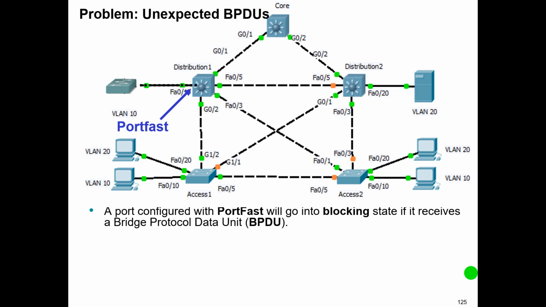Alright, so an unexpected BPDU. Enabling port fast can create a security risk in the switch network. A port configured with port fast will go into blocking state if it receives a BPDU. An unauthorized device can send a BPDU into the port fast interface and then transition that port to blocking.